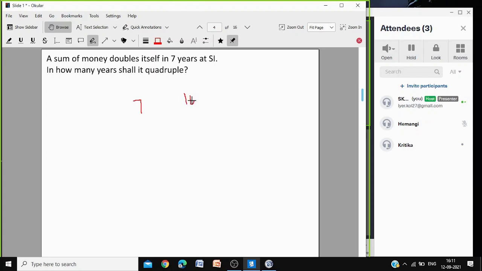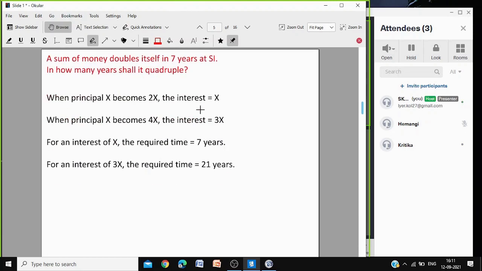7 years may double, so 14 years, again double. But 14 years will not be the answer. Why? I'll tell you. The sum of money doubles itself in 7 years. So again in 7 years, 14 years, it will not double. Why? We will tell you.